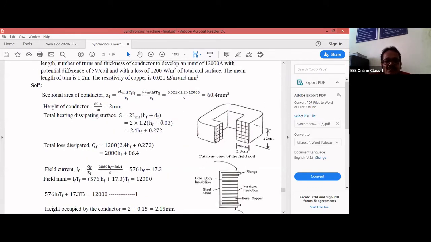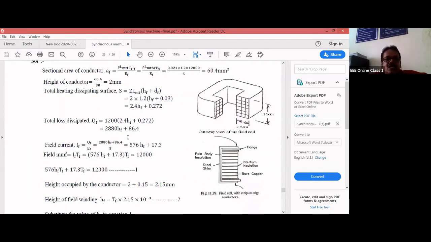HF plus DF is what? 30 mm converted to meters is 0.03. So 2.4 HF plus 0.27. HF is the height of the field winding, which we have to calculate. Don't confuse this with the height of the individual conductor. HF is the height of the field coil that you are going to calculate. So 2.4 HF plus 0.272.